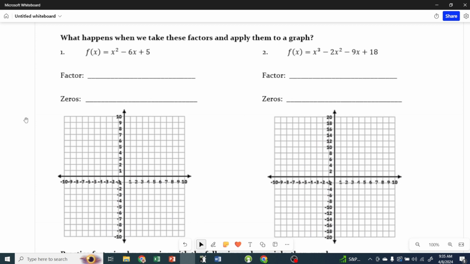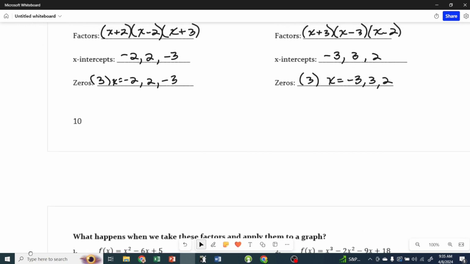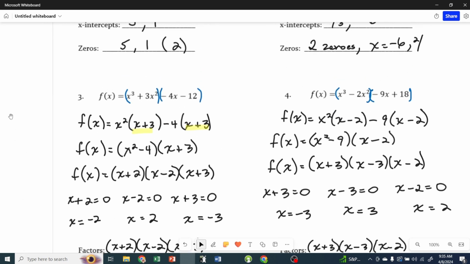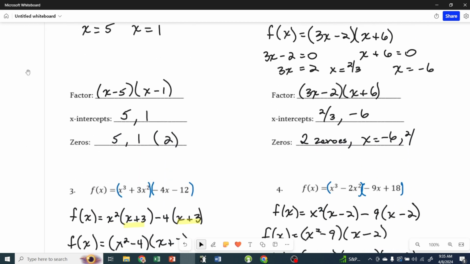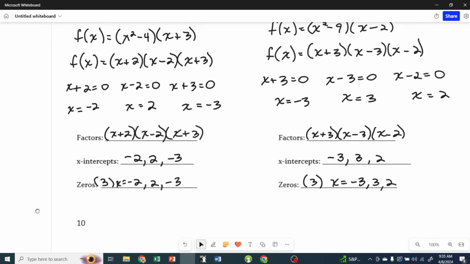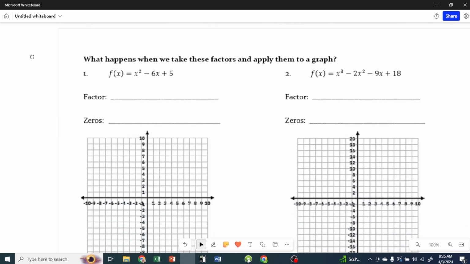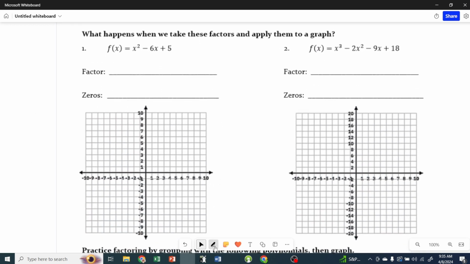So let's talk about graphing. How do we go about doing that? Okay. So if you remember our factors, we can take that directly from this problem right up here, right? X minus 5, x minus 1. We did this problem earlier, so go ahead and write them in. X minus 5, x minus 1. And our zeros were 1 and 5.